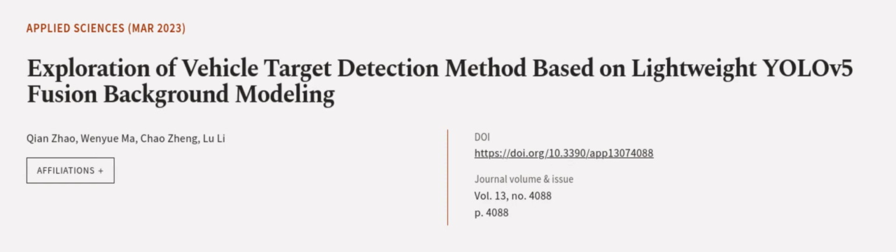monitoring scenarios. This article was authored by Qian Zhao, Wenyue Ma, Chao Zheng, and others.